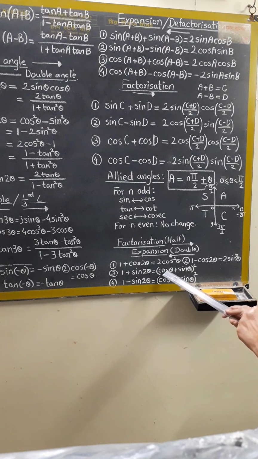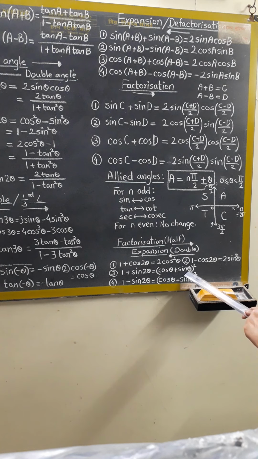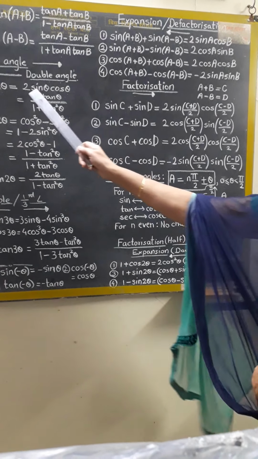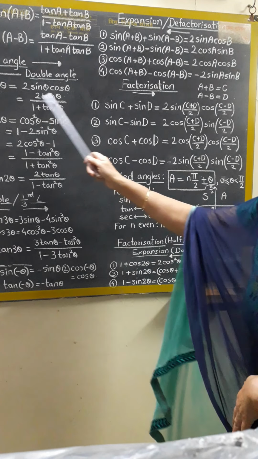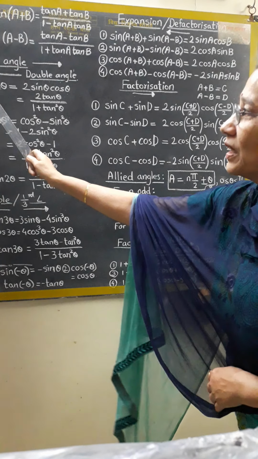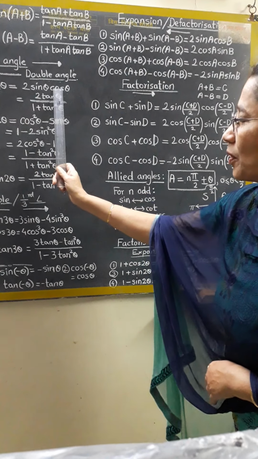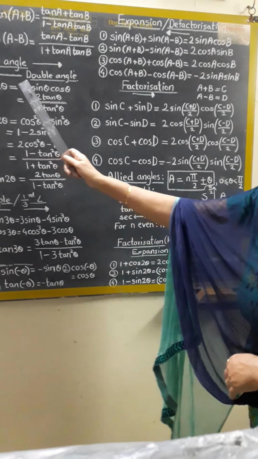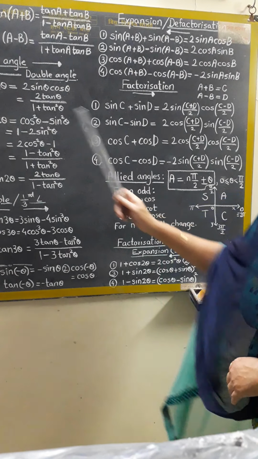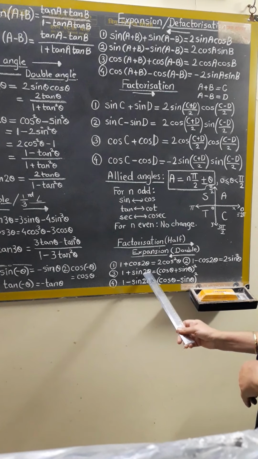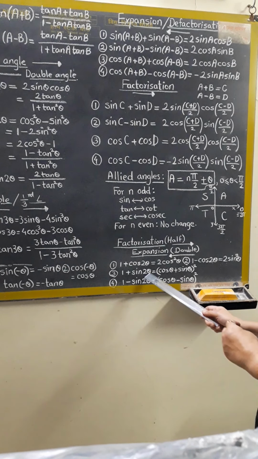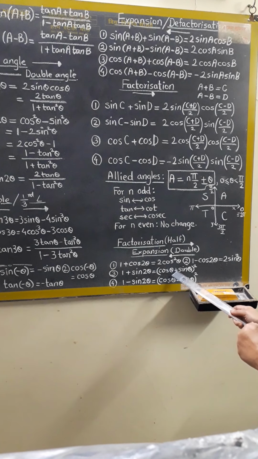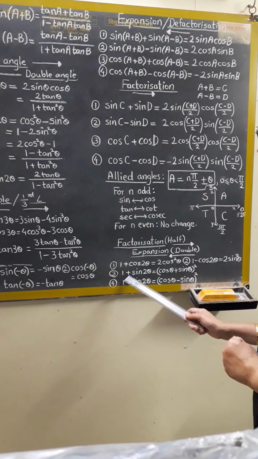plus in between 2 cos theta into sin theta, which is nothing but 2 sin theta cos theta, and when we convert it from right to left, it is nothing but sin 2 theta. So it becomes the double angle, and the product gets converted into sum.